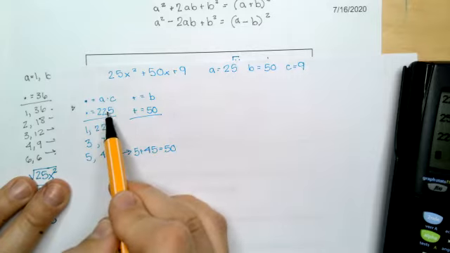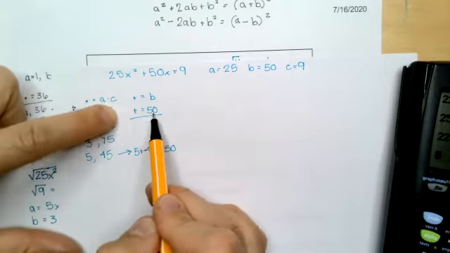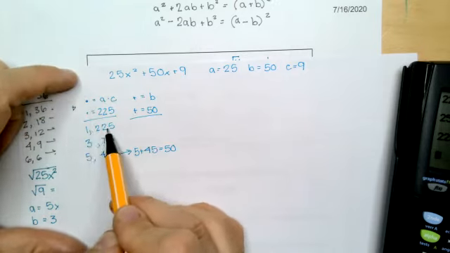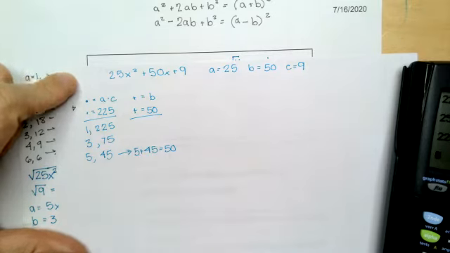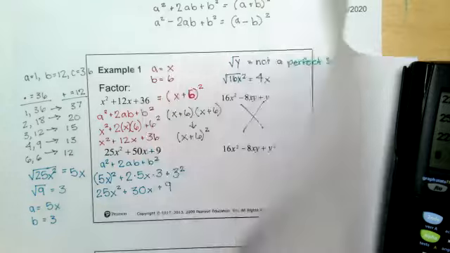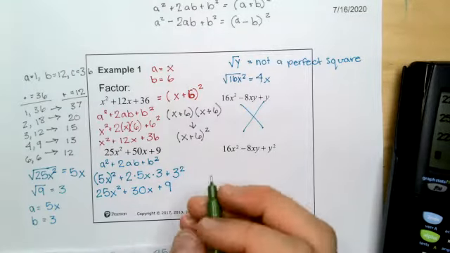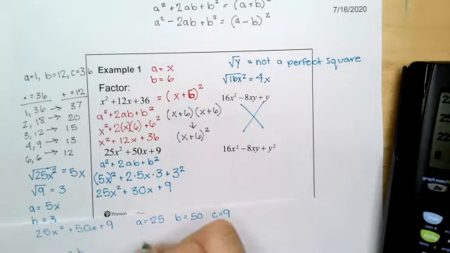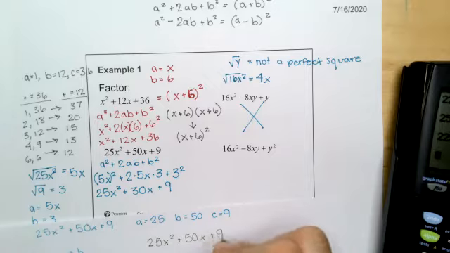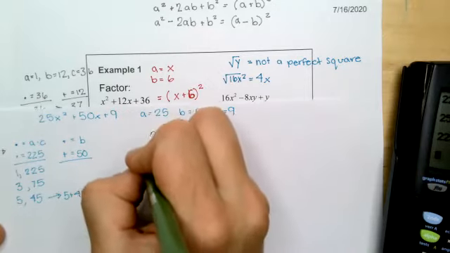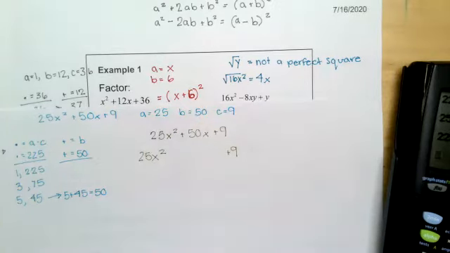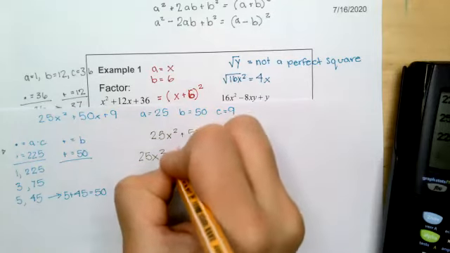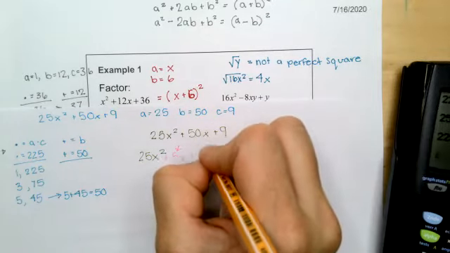So I know it's not fun with the big numbers, but just think about what you need to add or subtract to equal, and you can kind of ignore the really off ones, right? But 5 and 45 multiply to equal 225, add to equal 50. So we have 25x squared plus 50x plus 9 becomes, remember we leave the 25x squared, we leave the 9, and then the middle term of 50x becomes 5x and 45x.